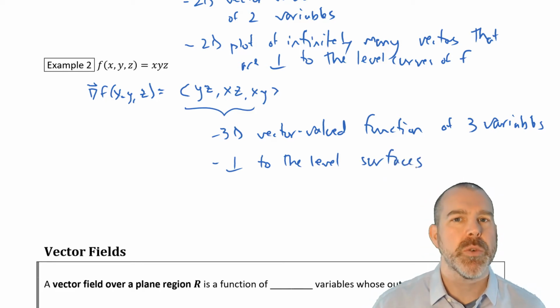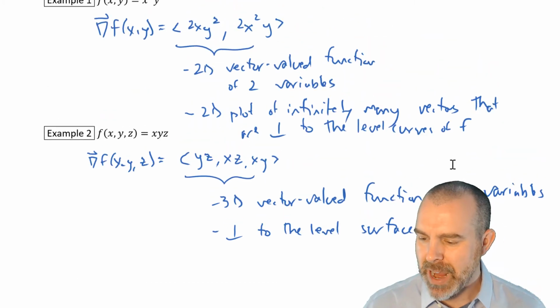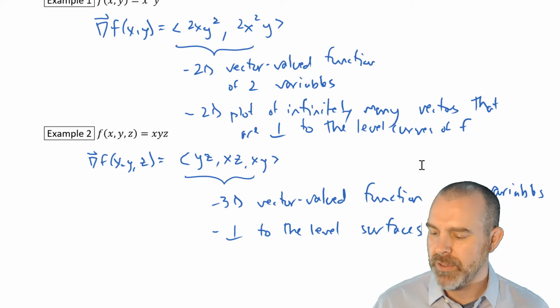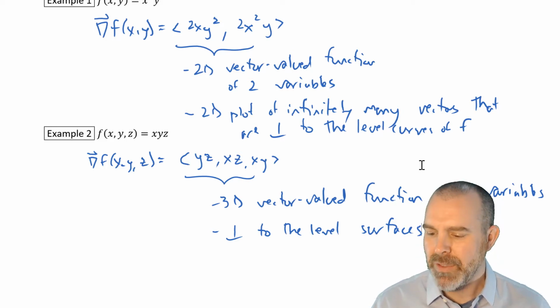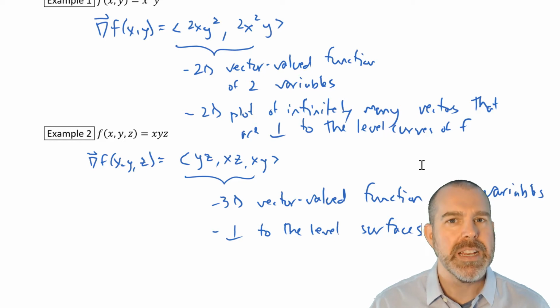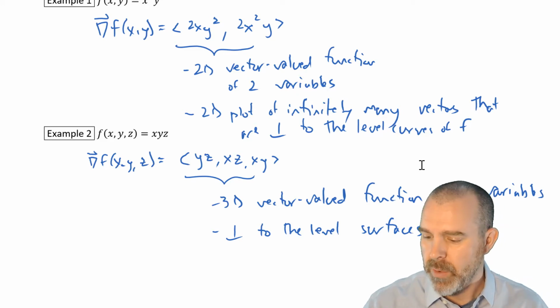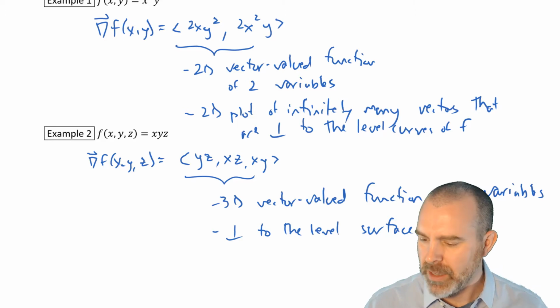So that's going to be important to remember, that this gradient is always orthogonal to the level curves if it's a 2D gradient, or level surfaces if it's 3D. But what we're talking about here is we have this gradient, and it ends up that the gradient is a function itself, and it represents infinitely many vectors, depending on what x and y are, or with example 2, depending on what x, y, and z are. Okay, so let's talk about that.